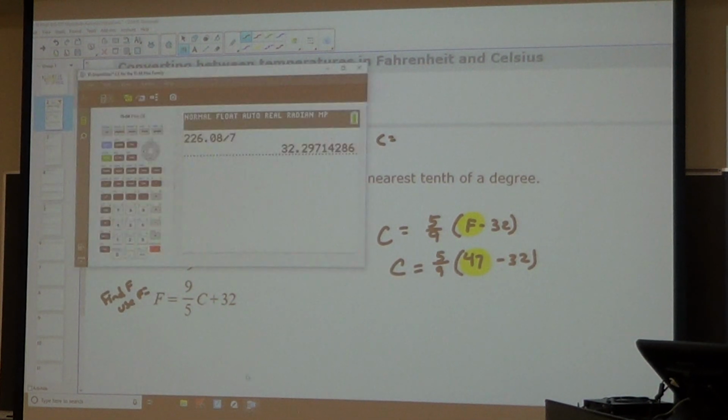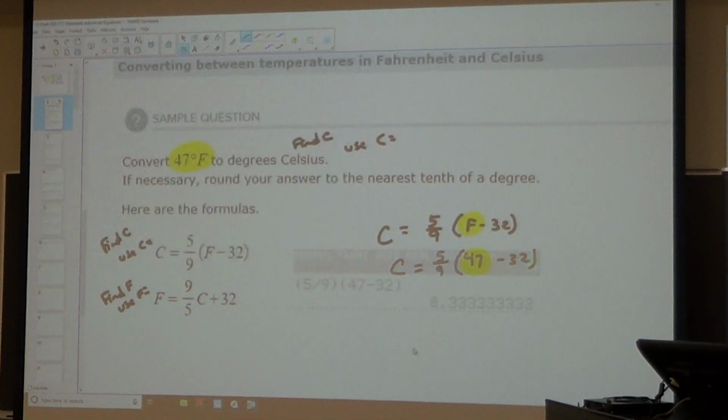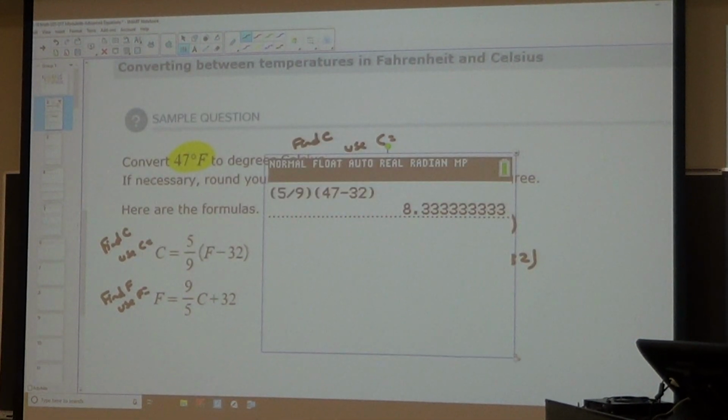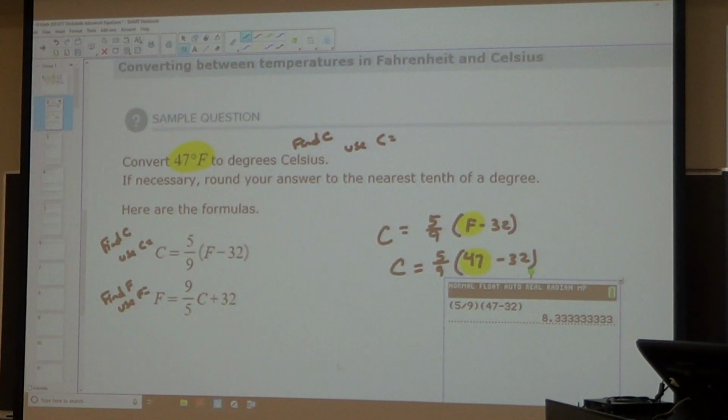When I type it in my calculator, I wrap up my fraction, and I have to wrap up the 47 minus 32 because that's what the formula said to do. There's my answer. So, do it again. I wrap up the 5/9 because it's a fraction, and I wrap up the 47 minus 32 because the formula has parentheses around 47 minus 32.